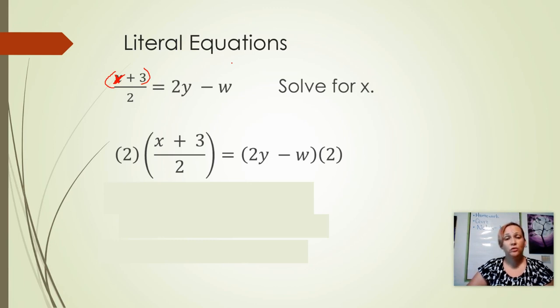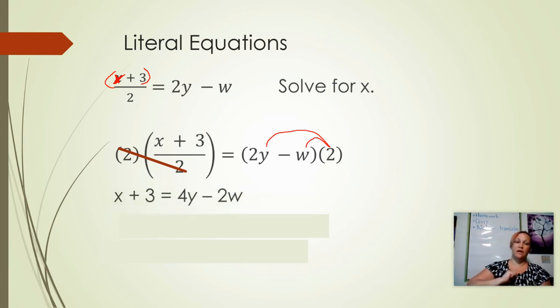Now, the 2 that we had, the dividing by 2, that was the whole reason why we were multiplying by 2, that's going to cancel. Whatever you're trying to move should always completely cancel out. That's the whole point. The whole point of timesing by 2 was so we could get rid of that dividing by 2. So that 2 will cancel. Now on the other side of the equation, I do have this 2, and I'm going to have to distribute it to that side of the equation. So now I have x plus 3 equals 4y minus 2w.